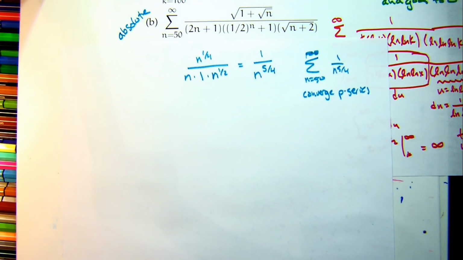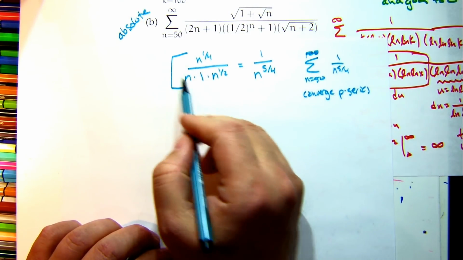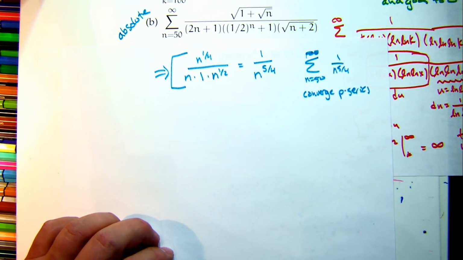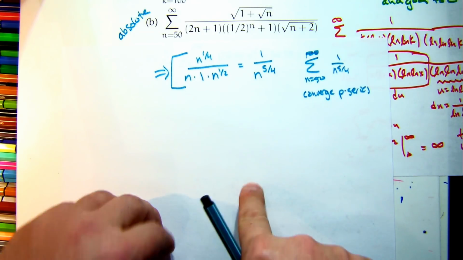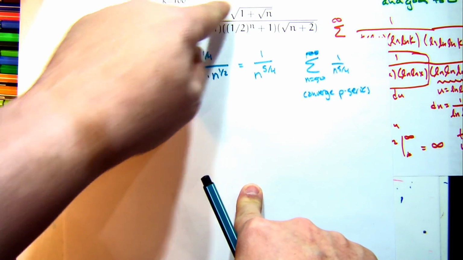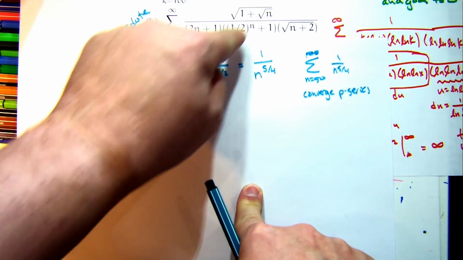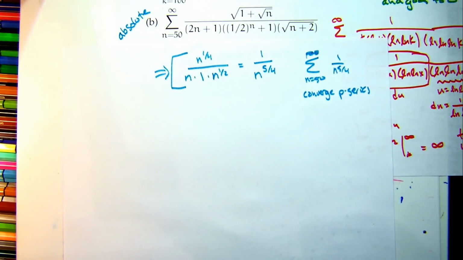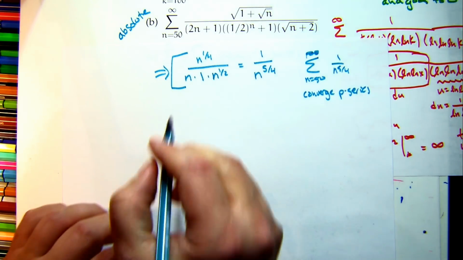Either a limit comparison or a comparison. If you do a limit comparison, what do you do a limit comparison with? You do a limit comparison with this thing, because then you can really break it up into pieces. This n to 1/4 goes into that part. This n goes into that part. That 1 goes there. N to 1/2 goes there. And you say, how does each piece converge? But I'm in a different kind of mood today. So I'm going to do comparison.